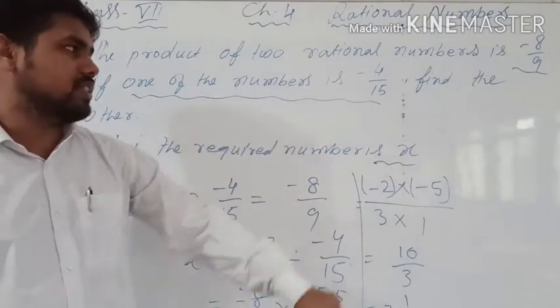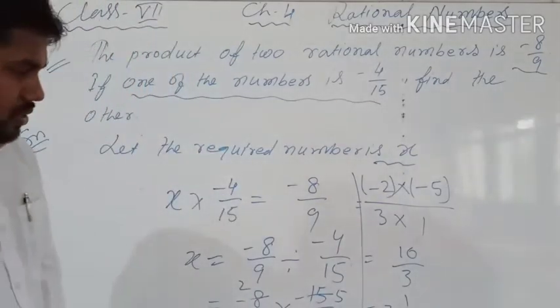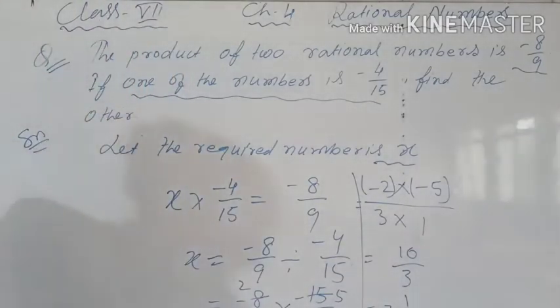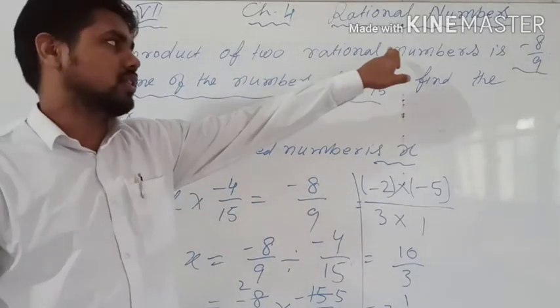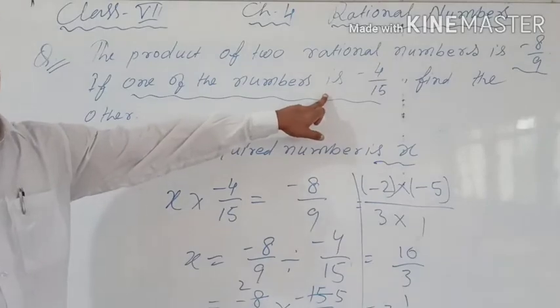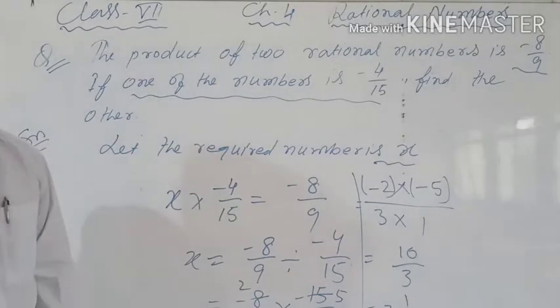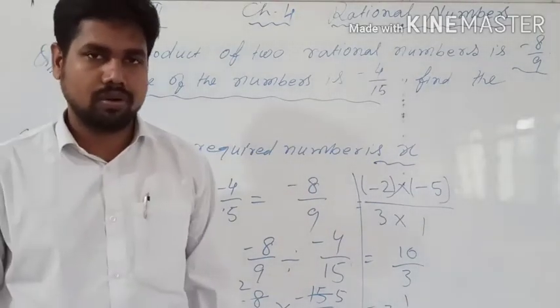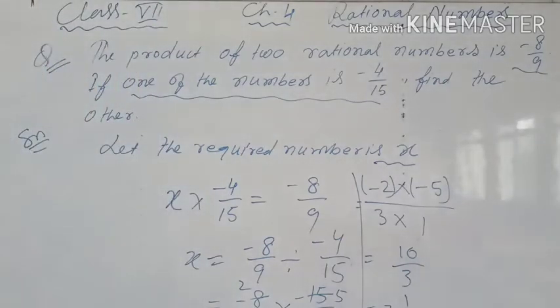We can write 10 by 3 only. Okay, so this is how you can solve this type of problem wherever the product of two numbers is given and another number is given. This type of problem will be there in your exercise also, so I hope you can do it by yourself. If you still find any doubts, you can ask.